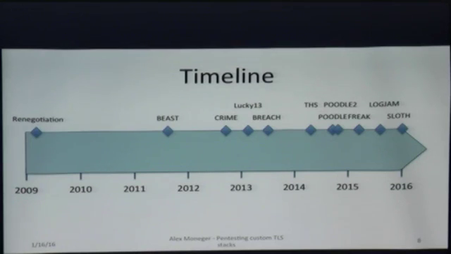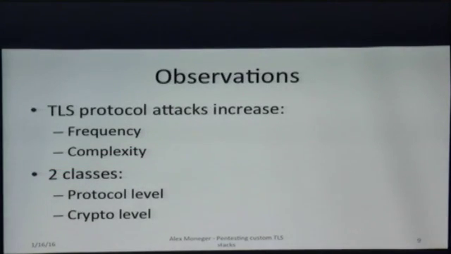Like Logjam asks a lot of pre-computation. Sloth, which came out recently, is looking into MD5 collision attacks used inside the protocol. So all that is complex stuff. As I was saying, the attacks increase in frequency, meaning now you've got very little turnaround time to deal with them, and in complexity. You generally deal with two classes of them: either at the protocol level, which is the worst case because then the protocol's broken, we have to find fixes and workarounds, or at the crypto level.